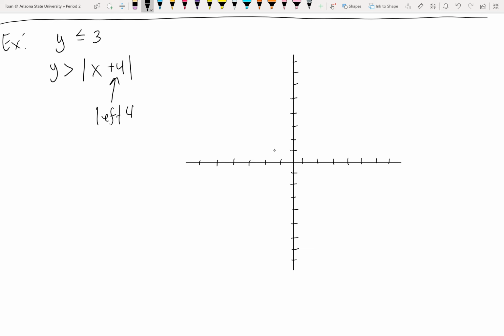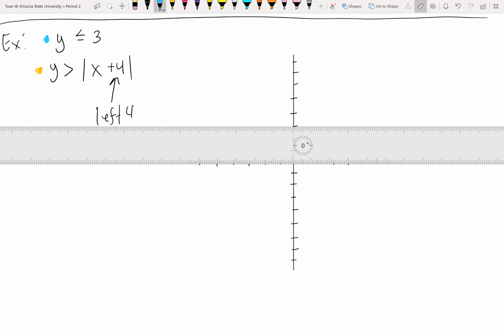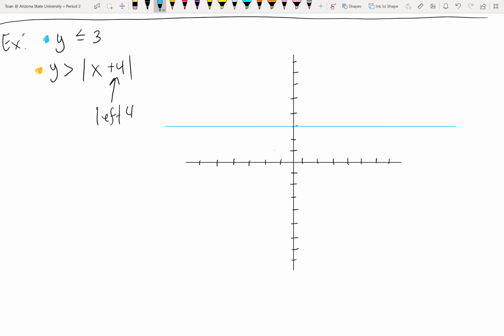So let's do the easier one. The top function I'll call blue. The bottom function I'll call yellow. So the blue function is just a constant function. Y is less than or equal to 3. We know that y equals equations will always be a flat horizontal line, and because it's or equals to, it'll be a solid line. So for the first equation, it's just a horizontal line at y equals 3. Since the inequality is less than, I'm going to have to shade downwards.